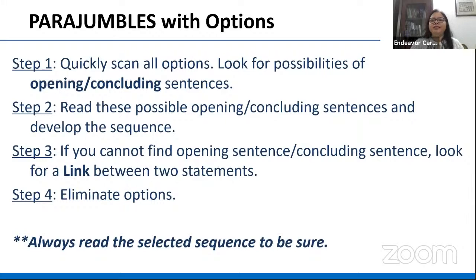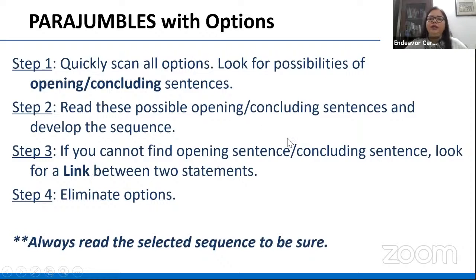So quickly scan all options. Look for possibilities of opening or concluding sentences. Read all these opening and concluding sentences and try to develop the sequence. When will I look for a concluding sentence? When I don't get an opening sentence. So I look at all the options. I find all options end with the same sentence, or I find three options end with the same sentence, right?